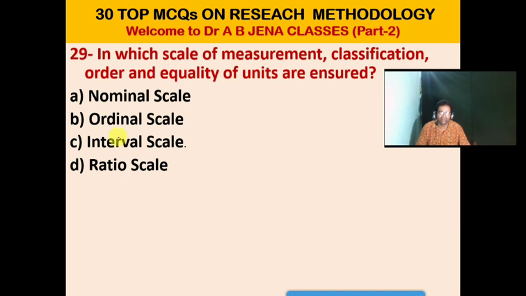So next one MCQ, in which scale of measurement the classification, order and equality of units are ensured? A, it's a nominal scale, B, it's ordinal scale, C, it's the interval scale, D, it's the ratio scale. Friends, C is the right option for this MCQ. In the interval scale of measurement, the classification, order and equality of units are ensured. So C is the right option for this MCQ.